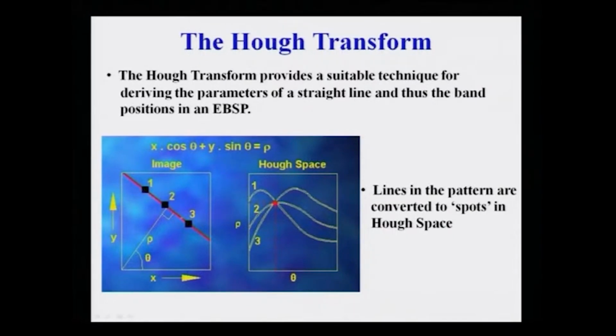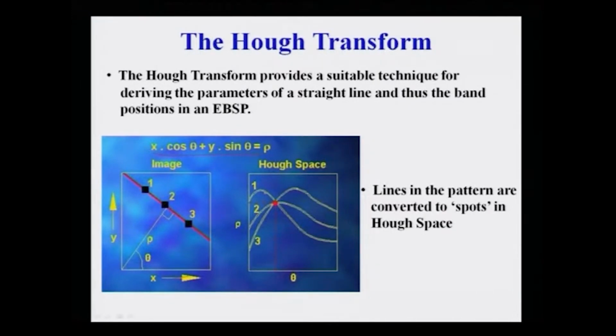3 zone axes, 1, 2, 3, or 3 bands rather, on the EBSD pattern. Then x is the horizontal variable, and the vertical one is basically the y axis, and you can see that rho is connected to x and y and theta, which is given at the top of this picture: x cos theta plus y sin theta equals rho. So, we can convert this information from xy space to the Hough space, that is rho theta space, and we can get these bands, because they are called Hough bands, Hough bands actually.